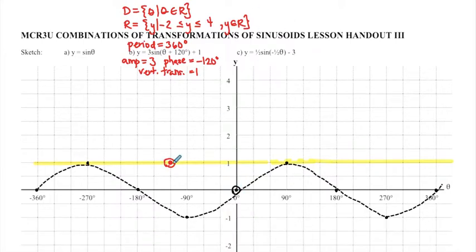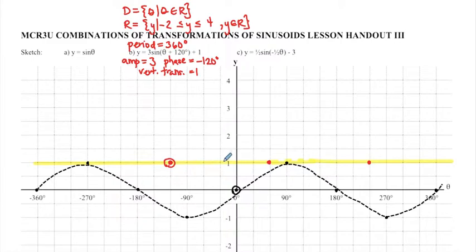Now that I've got that there, I know that my period is still 360. So from here I can go over 12: 1, 2, 3, 4, 5, 6, 7, 8, 9, 10, 11, 12. That's where my first sine curve is going to end. I know that halfway between there is where it's going to change directions, so I can count over 6: 1, 2, 3, 4, 5, 6. There's my halfway point. And halfway between these 2 points, I have no reflection.